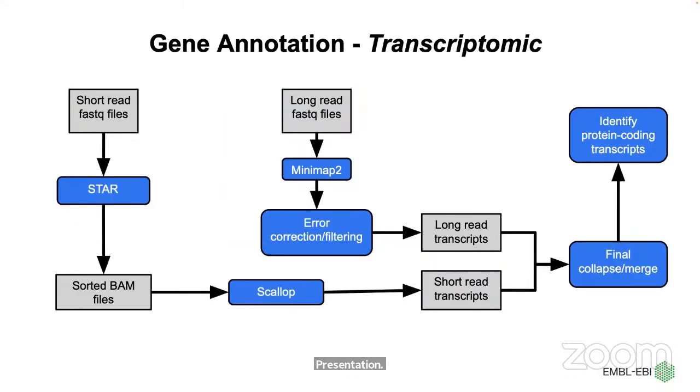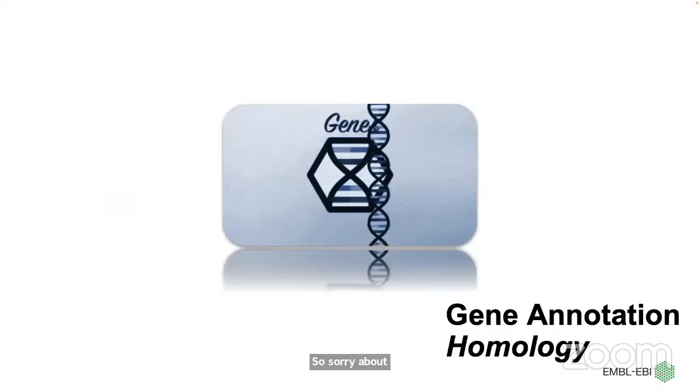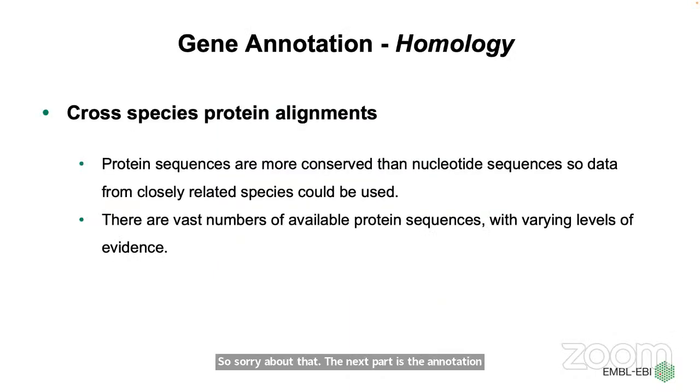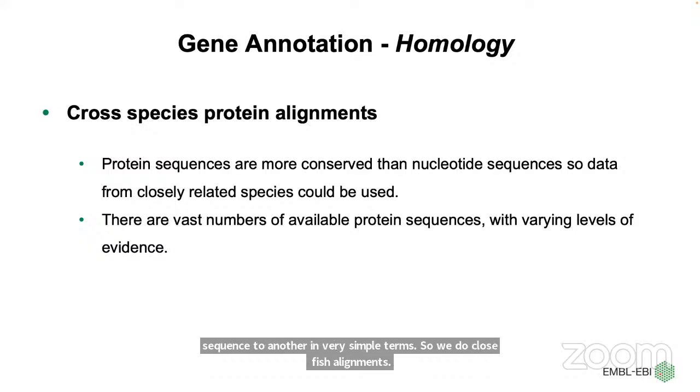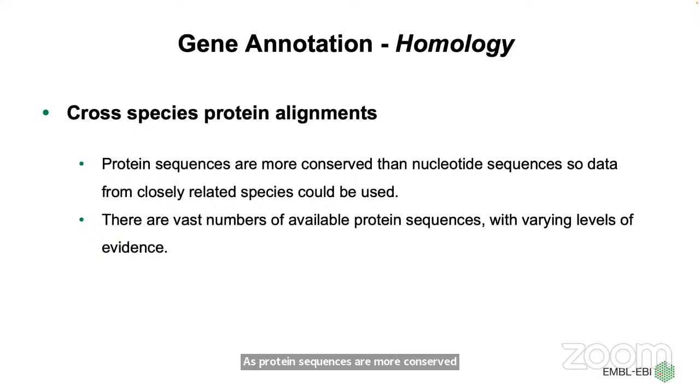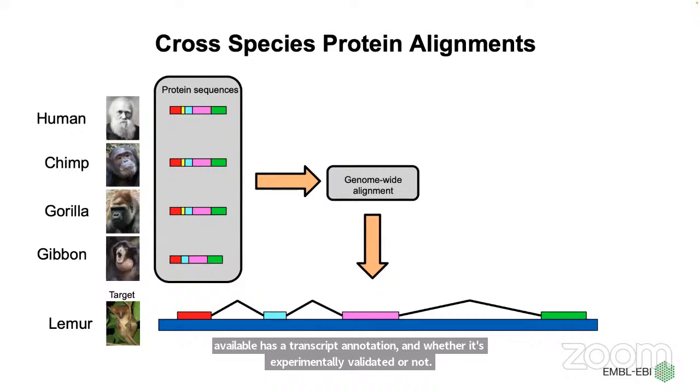So sorry about that. The next part is the gene annotation based on homology. Homology is when you compare one sequence to another in very simple terms. So we do cross-species protein alignments, as protein sequences are more conserved than nucleotide sequences. This data can be used from closely related species for the annotation process. There are a vast number of available protein sequences with varying levels of evidence, like whether the protein has a transcript annotation, and whether it's experimentally validated or not. These proteins can then be used to do protein to genome alignment.